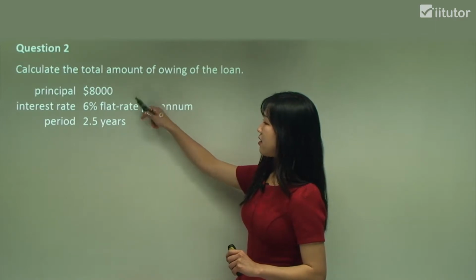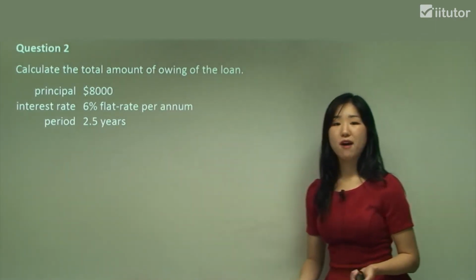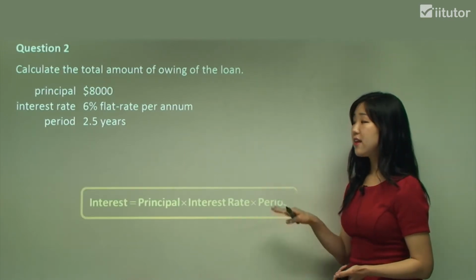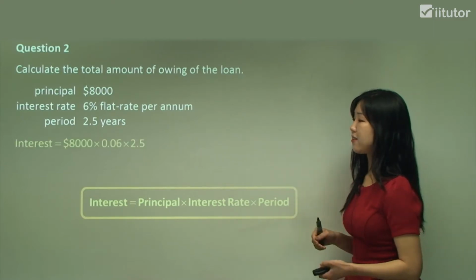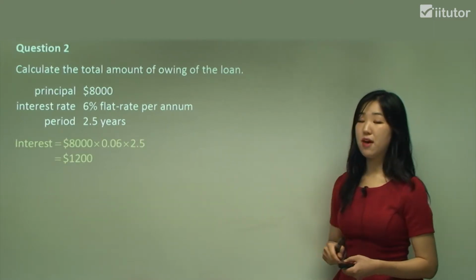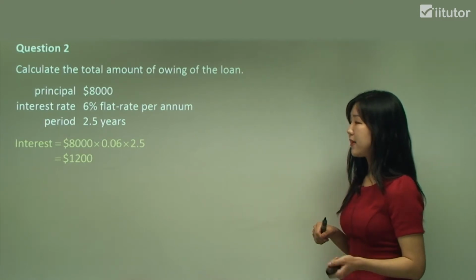Principal is $8,000, interest rate is 6% per annum, and period is 2.5 years. So first, let's find the interest using our interest formula. So we multiply all those three out together and get $1,200. It's just some simple calculations, so I'll just go through that one really quickly.